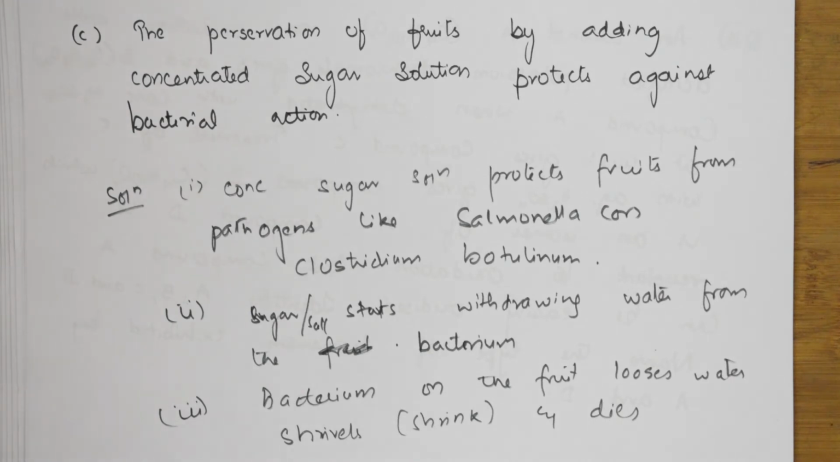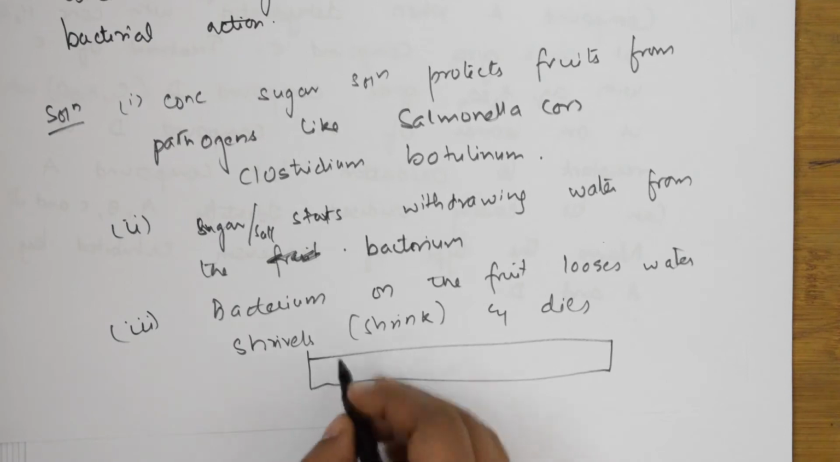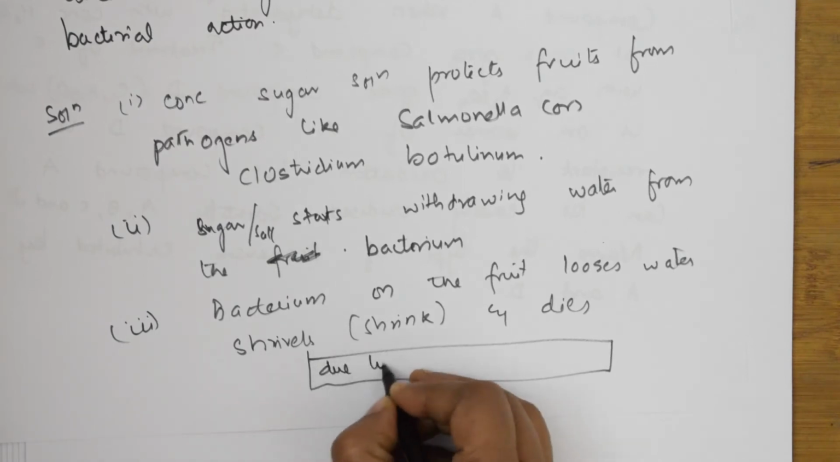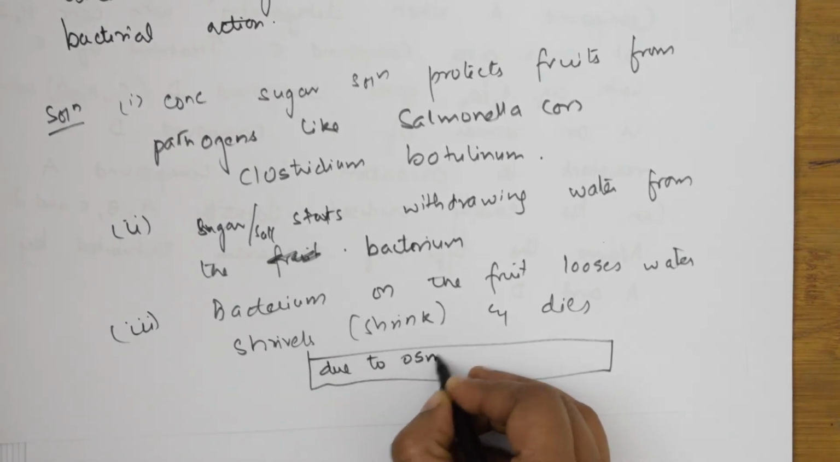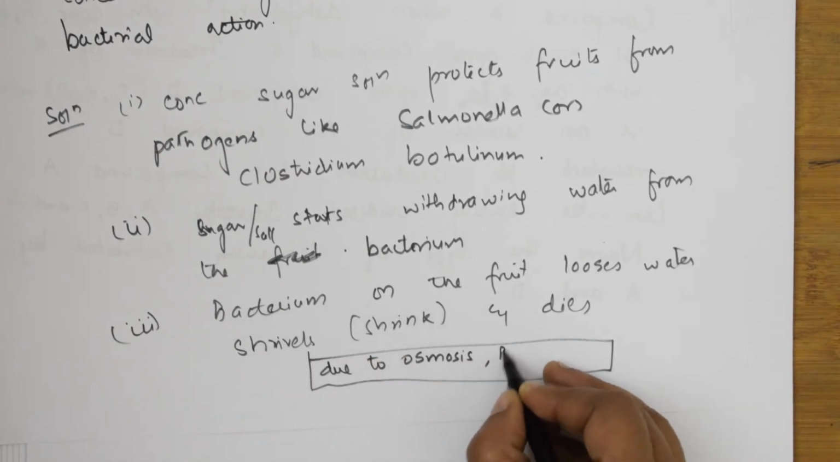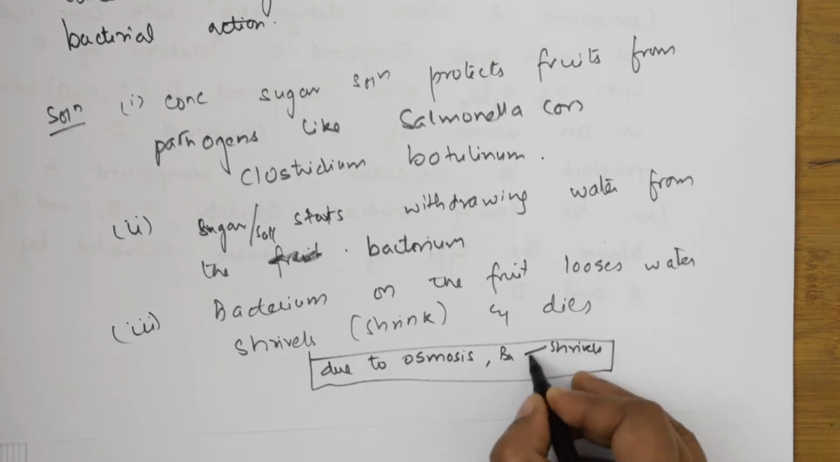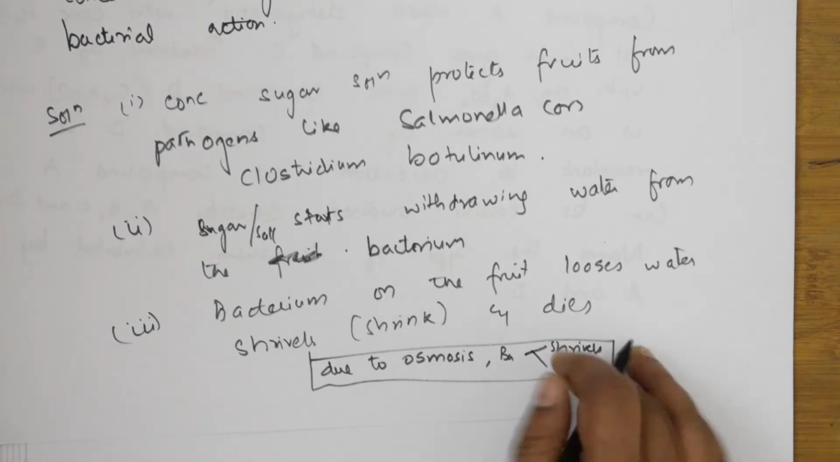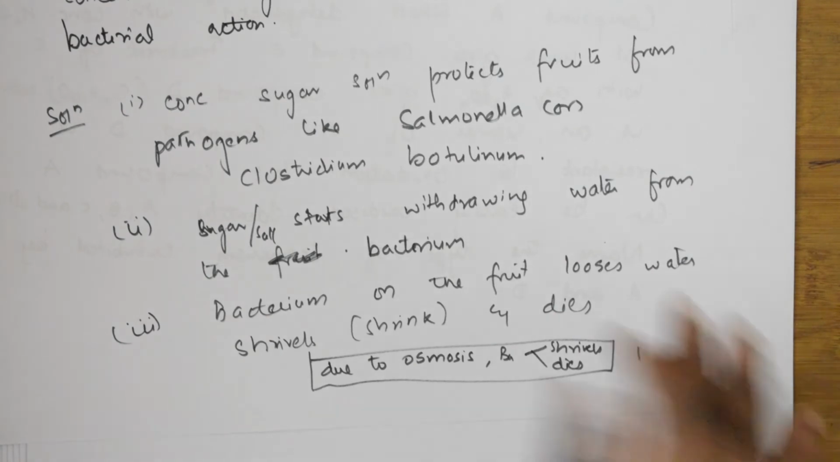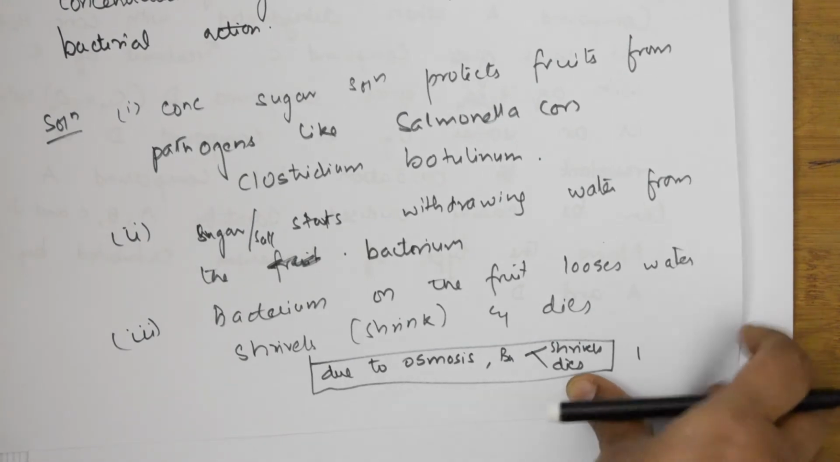The most important thing, this is due to, you will put the answer in a box. Due to osmosis, you can write the last sentence: bacteria shrivels and dies. That's it. Here you're going to get marks. 1 mark for this, 1 mark for the earlier question, and 1 more mark for the earlier question. Right, students? So this is your question.